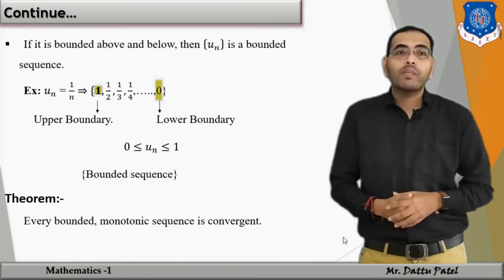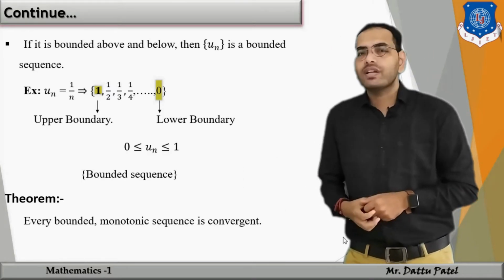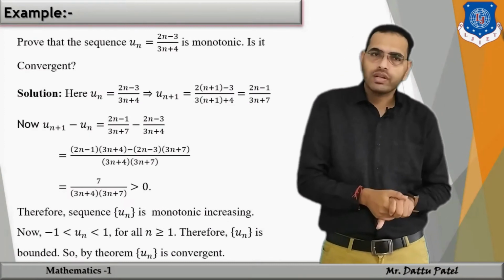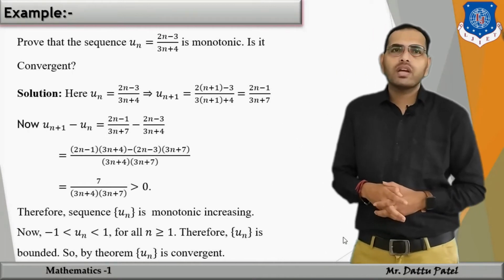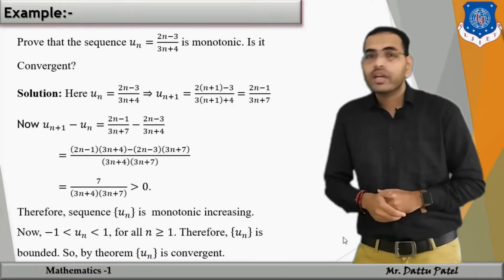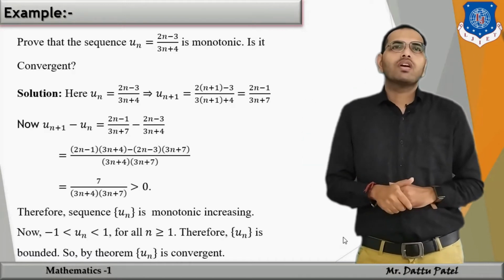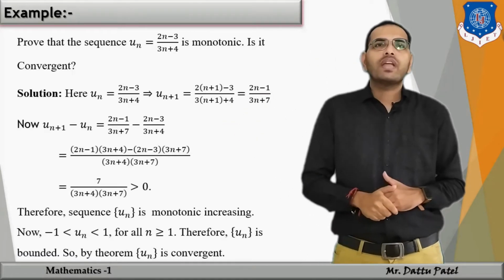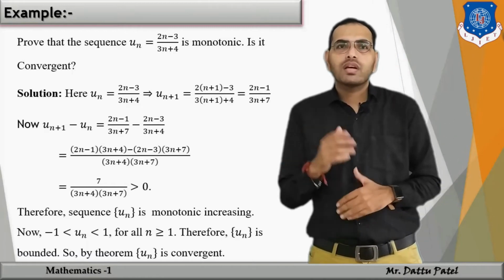Let's see one theorem of the bounded sequence. Every bounded and monotonic sequence is always convergent. Let's see a few examples of the bounded sequence. First example: prove that the sequence u_n equals 2n minus 3 upon 3n plus 4 is monotonic, and is it convergent. Firstly, u_n equals 2n minus 3 upon 3n plus 4. Now substitute n as n plus 1. Then we get 2n minus 1 upon 3n plus 7.